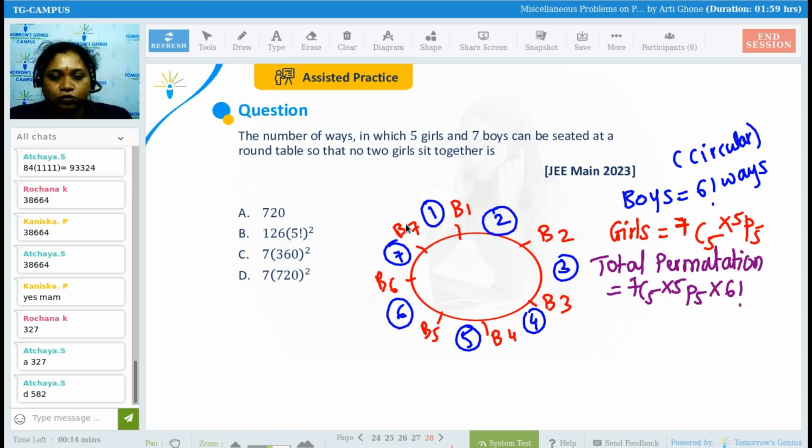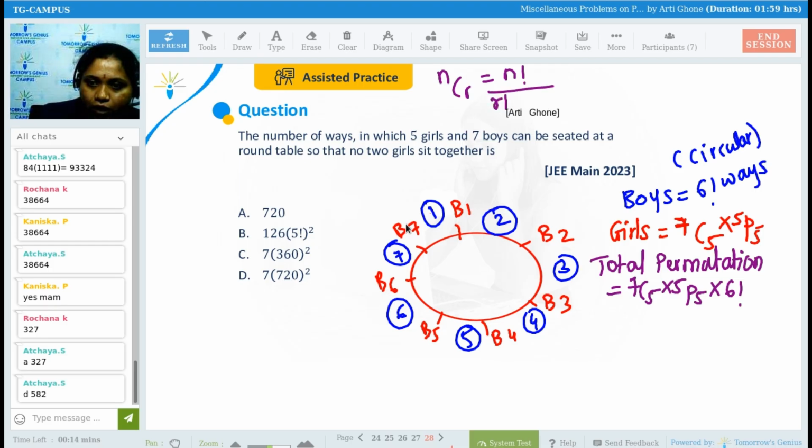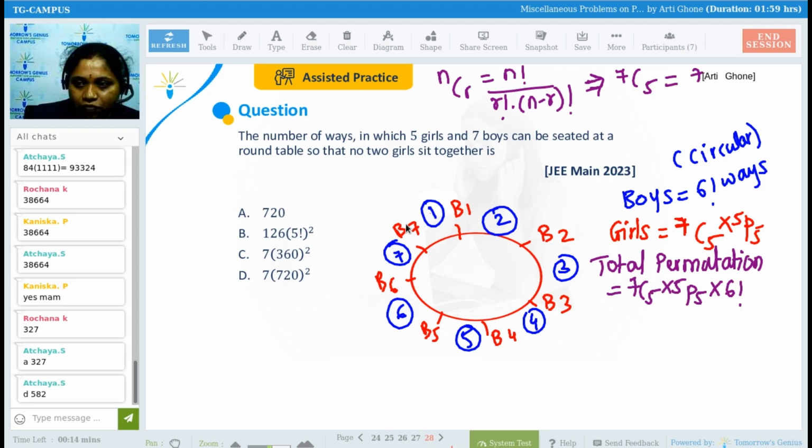Got it? Now everyone knows how to take an NCR. What is the formula for NCR? N factorial upon R factorial into N minus R factorial. I'm just writing down the formula. NCR is equal to N factorial upon R factorial into N minus R factorial. I'm giving the value of 7C5 for the time being. It will be 7 factorial upon 2 factorial into 5 factorial. So 6 into 7 into 6 by 2. 2 3s are 6. So this one is 21.